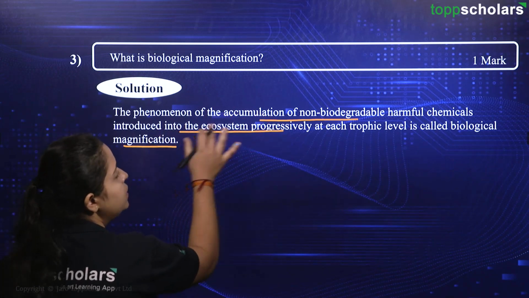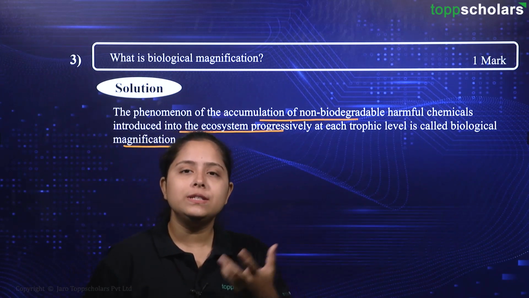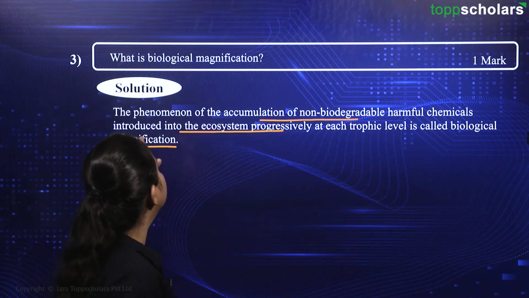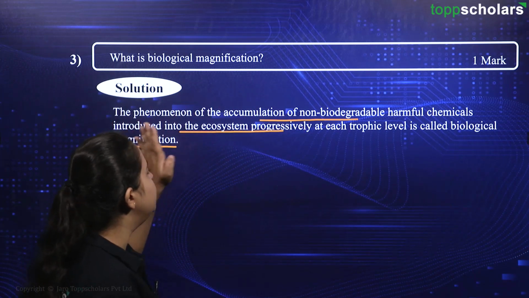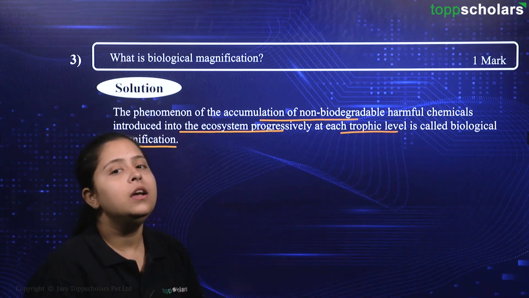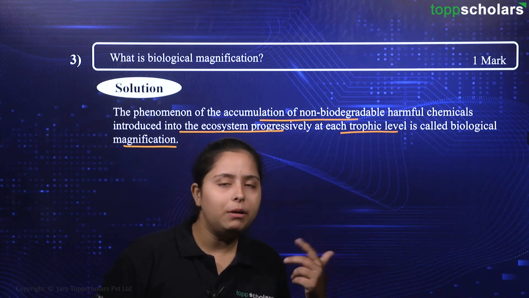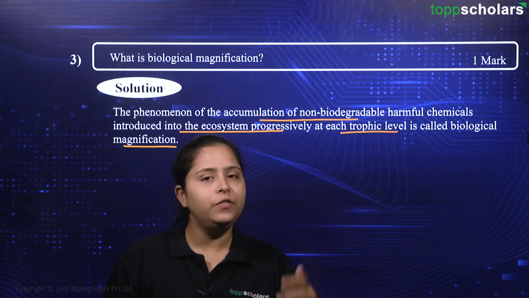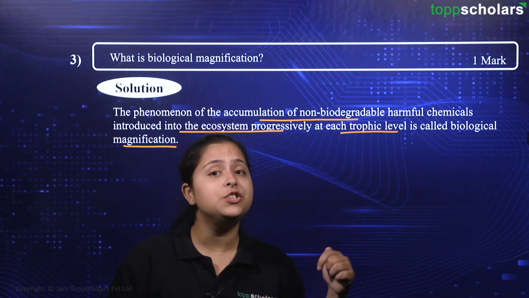Then these are introduced into the ecosystem. Aquatic ecosystem was there. We have introduced those chemicals in their ecosystem, right? By the industrial effluents. So these harmful chemicals are accumulated. These are introduced into the ecosystem progressively at each trophic level. Remember the example? The small fishes were having less amount of chemical. Large fishes were having more amount of chemical, and human beings that were eating those large fishes were having even more amount of chemicals. So progressively the accumulation of chemical is increasing at each trophic level.